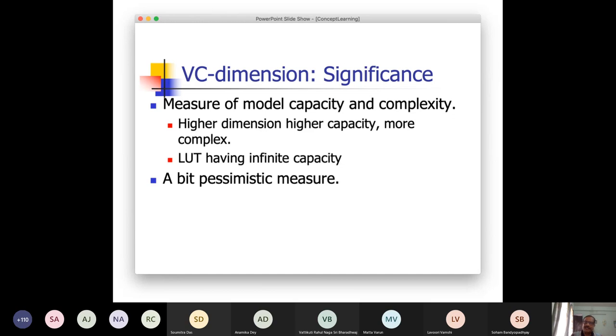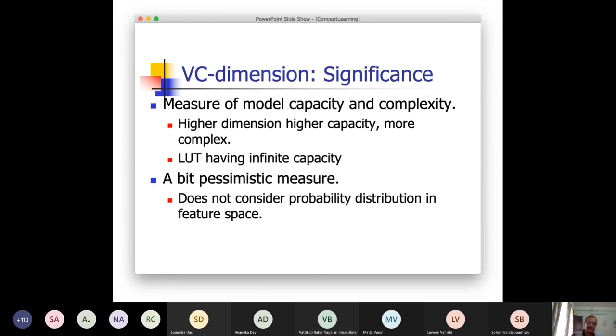Now, the VC dimension here is infinite, because with a LUT as a representation scheme you can shatter any set. If you increase the dimensions, it will go on. It can take as many samples from your input space as you like. So that's why it's a bit pessimistic.